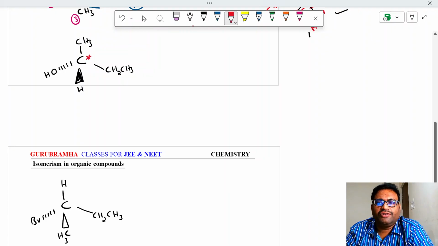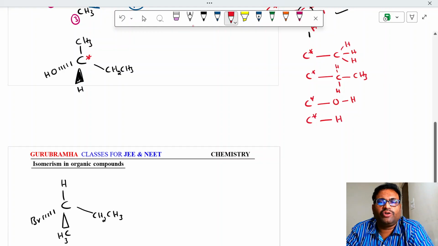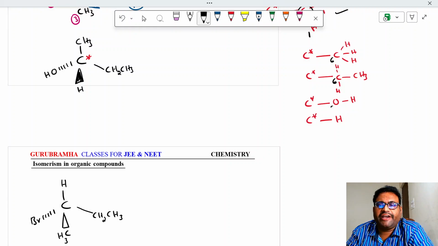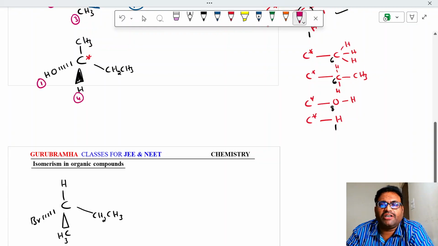This chiral carbon is attached to CH3, to another CH3, to OH, and to hydrogen. So go with the atomic numbers. Directly attached atoms: 6, 6, 8, 1. So the least priority again is hydrogen. So the first priority is OH, because its atomic number is 8, and the fourth priority is hydrogen.